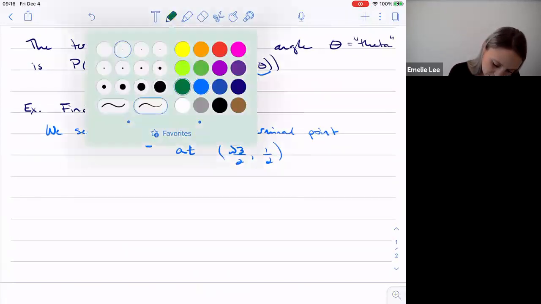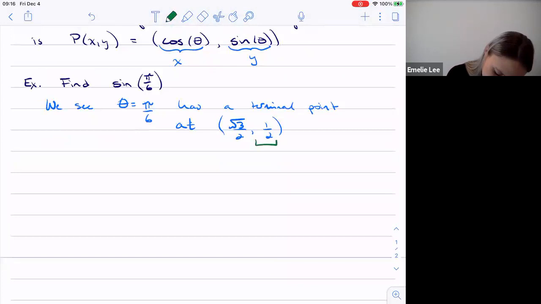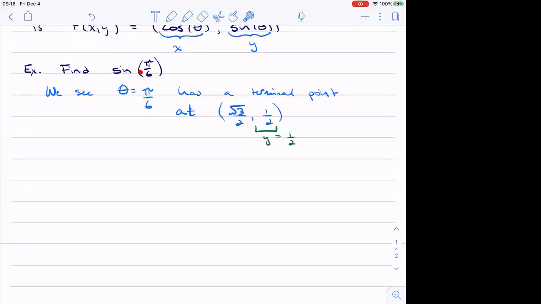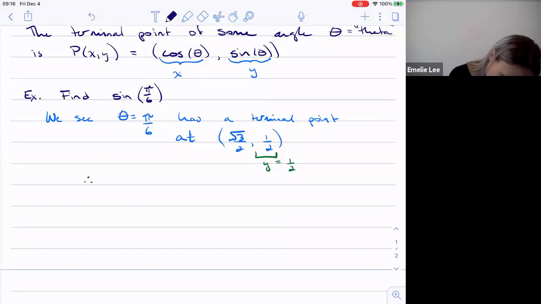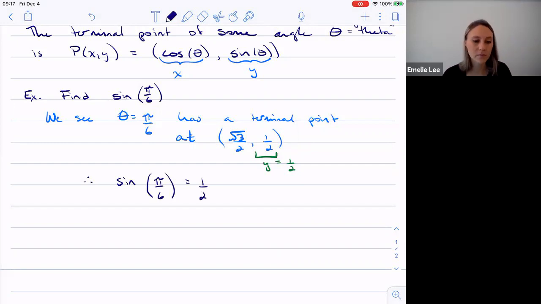So here, my y value is 1/2. Sine of theta is going to be the same as the y value at that terminal point. So now what we can say is the sine of pi over 6 must be 1/2. So therefore, the sine of pi over 6 is 1/2.